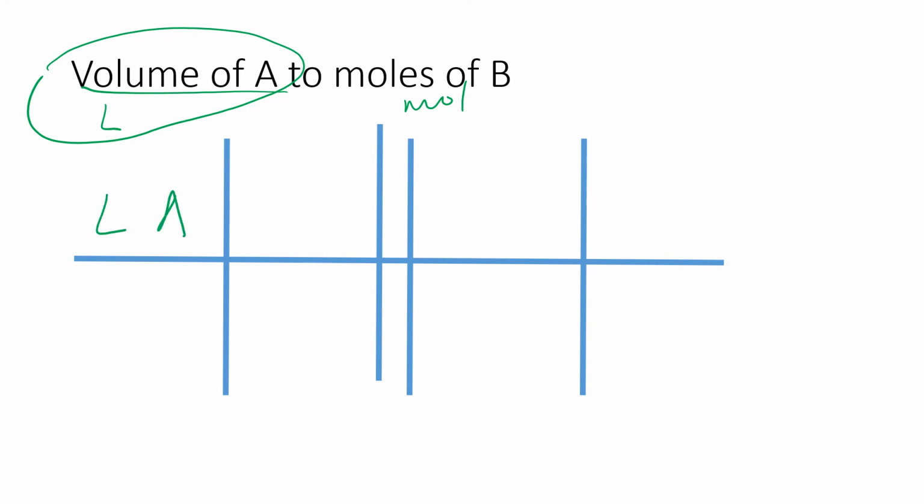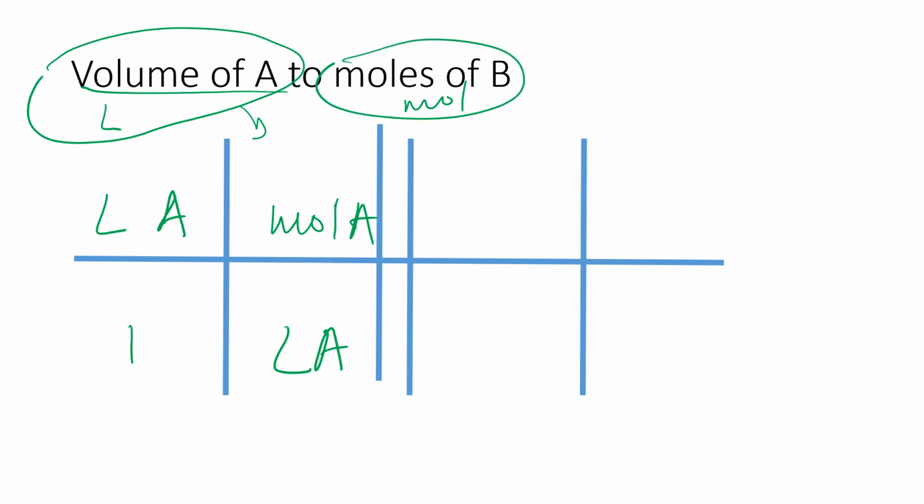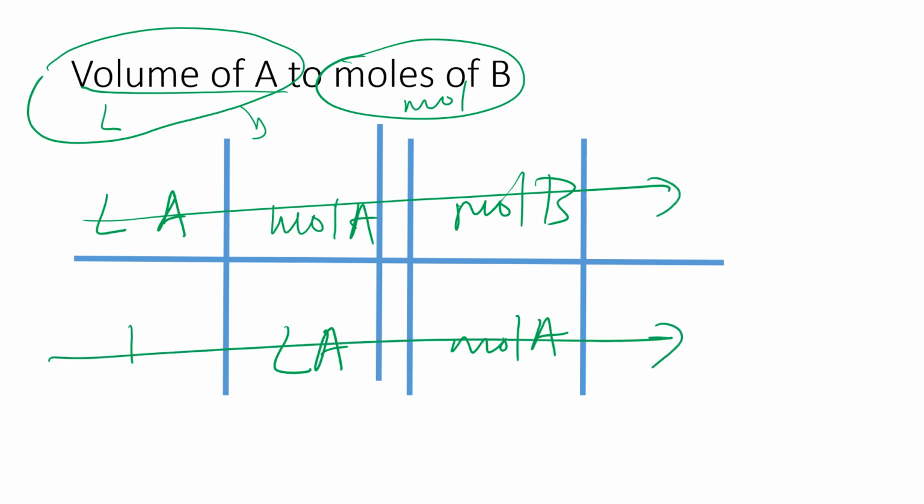So, liters of A is my first one. This is going to be my molarity, so liters of A, which is going to be 1 anyway, I think. And then moles of A. So now I'm in moles of A. I want to get to moles of B. So moles of A is on the bottom, moles of B is on the top. And then you solve the problem as usual. Multiply across, and then divide the two.